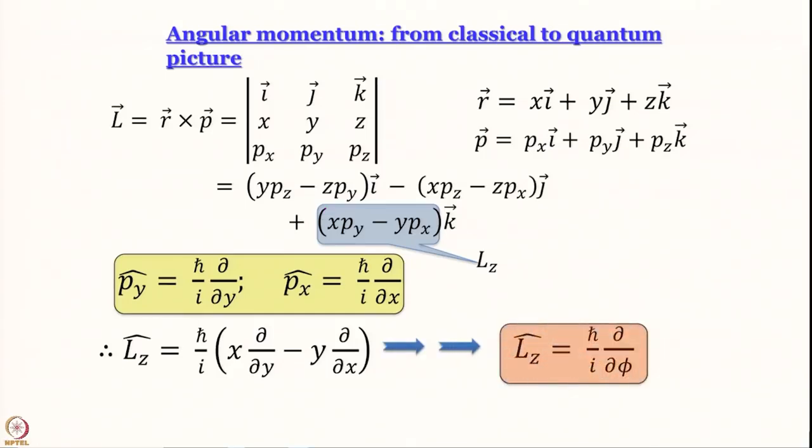So, after a little bit of hard work, we get LZ equal to h cross by i del del phi. Very simple, straightforward relationship. H cross by i del del phi, that is LZ, and not surprising because remember the operator for linear momentum? It is h cross by i del del x or del del y or del del z, depending on whether the motion is along x or y or z axis. Similarly, now motion is along the phi axis, you can think. So, LZ hat is equal to h cross by i del del phi. Okay.